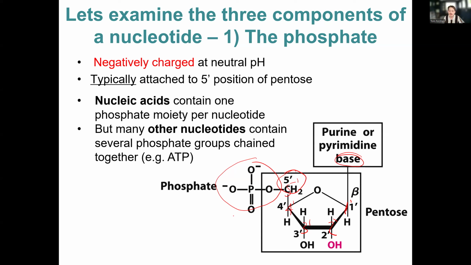And the phosphate is typically, especially when it comes to DNA, RNA, attached to the 5 prime position. Now, when it comes to other nucleotides, it may be attached to different positions, but for the nucleotides that are going to make the nucleic acids, it's attached to the 5 prime position.